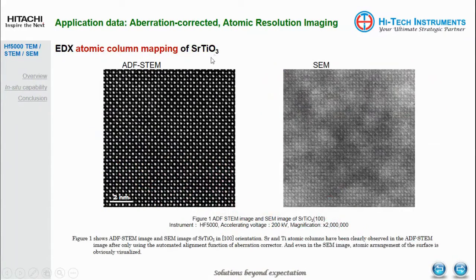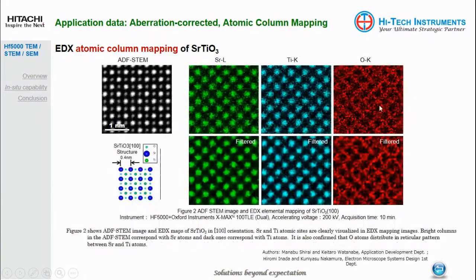And this one is another example of strontium titanium oxide. This is the dark field STEM. This is the SE imaging. You can see that it looks like there is carbon on top of the sample, because this one gives you the surface imaging, and you also can have atomic resolution in your SE and your dark field STEM. And this is the EDX atomic column mapping. So all the atoms can be accurately and nicely mapped, even the oxygen here.